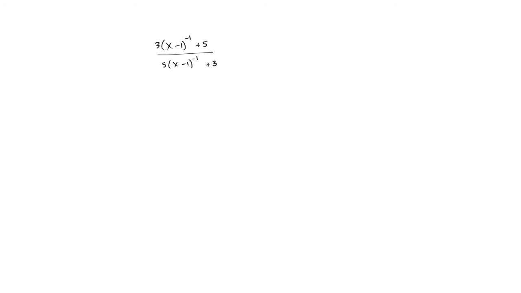In this problem, we have 3 times (x minus 1) to the negative 1 plus 5, all over 5 times (x minus 1) to the negative 1 plus 3. Okay, so the first thing I'm going to do is deal with my negative exponents. The 3 is not being taken to a negative exponent, so it's just this x minus 1. What a negative exponent does is it takes the reciprocal to the positive power.